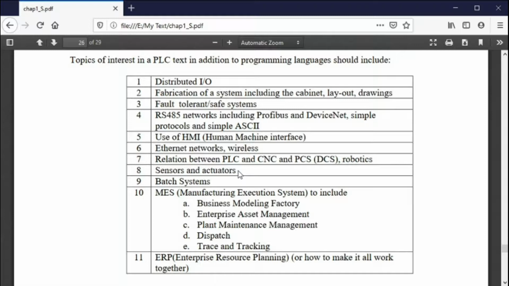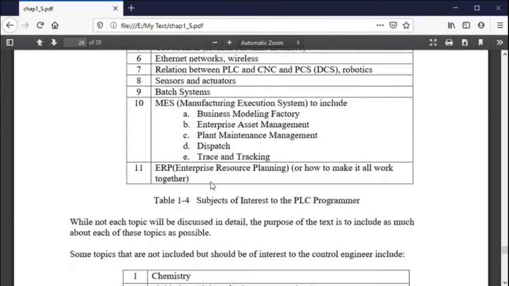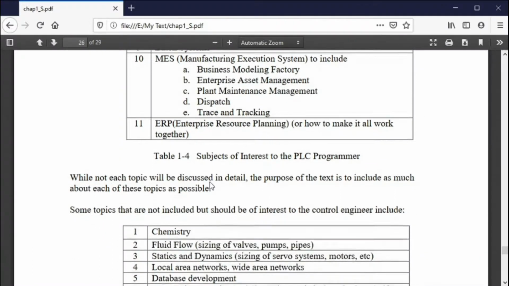We also talk about sensors a lot more in our EET 4450 course. Batching systems, we talk about that a little bit in Chapter 13. MES, manufacturing execution systems. We really don't talk about this much, but this is getting the information up to the next highest level. An ERP, again, getting the information out of the programmable controller to the next highest level so that business modelers can decide what to do with the information that they have.